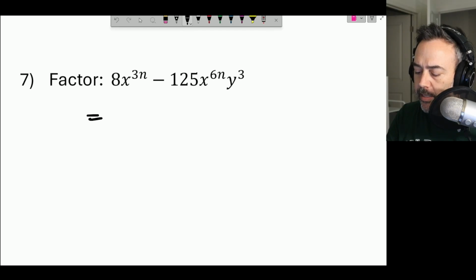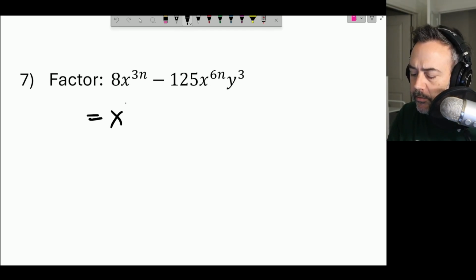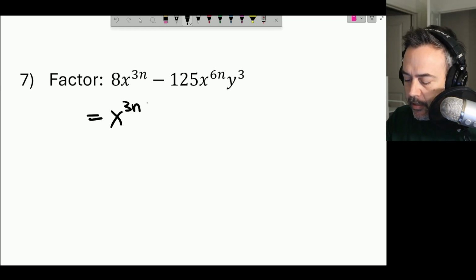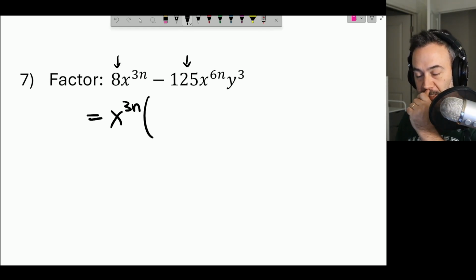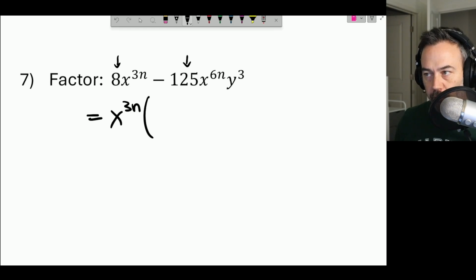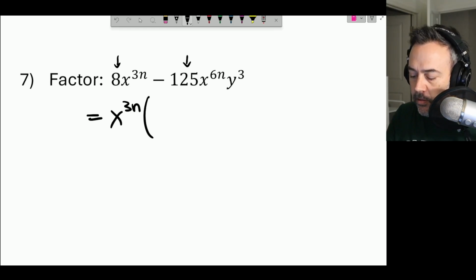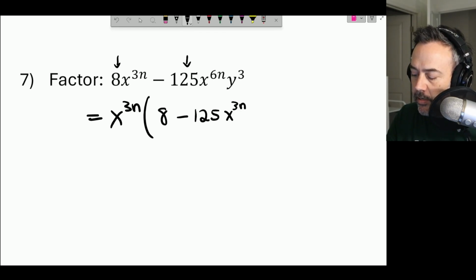So I notice there's an x to the 3n and x to the 6n. So I can pull out an x to the 3n. I can factor out an x to the 3n. And there's nothing else in common because this is 2 cubed and this is 125, or sorry, this is 5 cubed. So x to the 3n is factored out. And I'm left with 8 minus 125 x to the 3n y cubed.